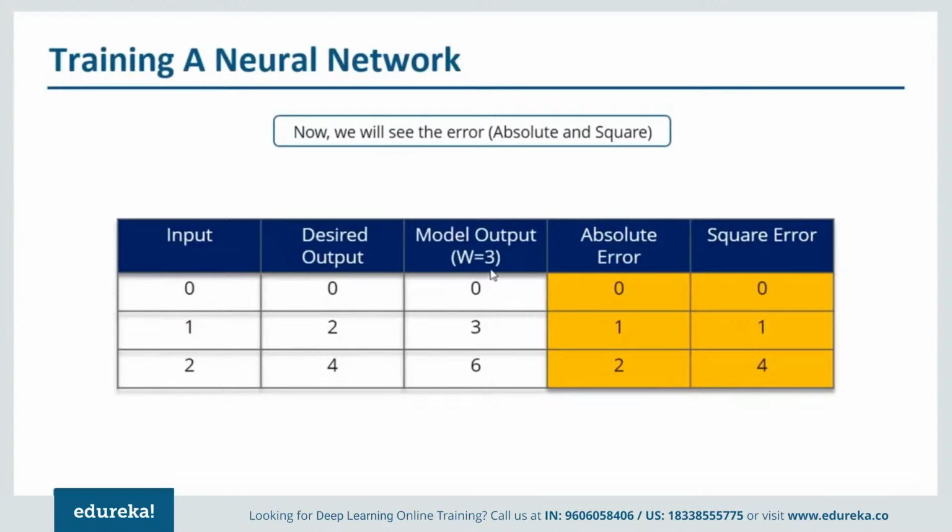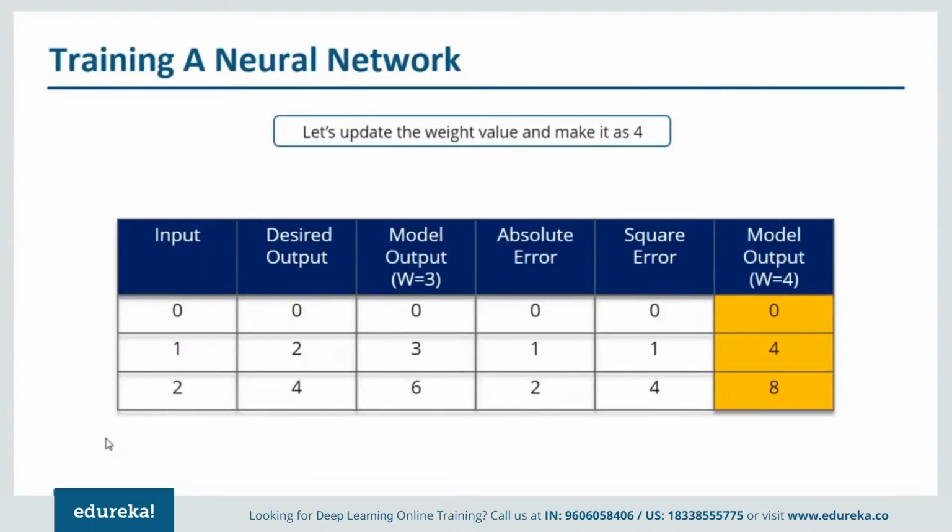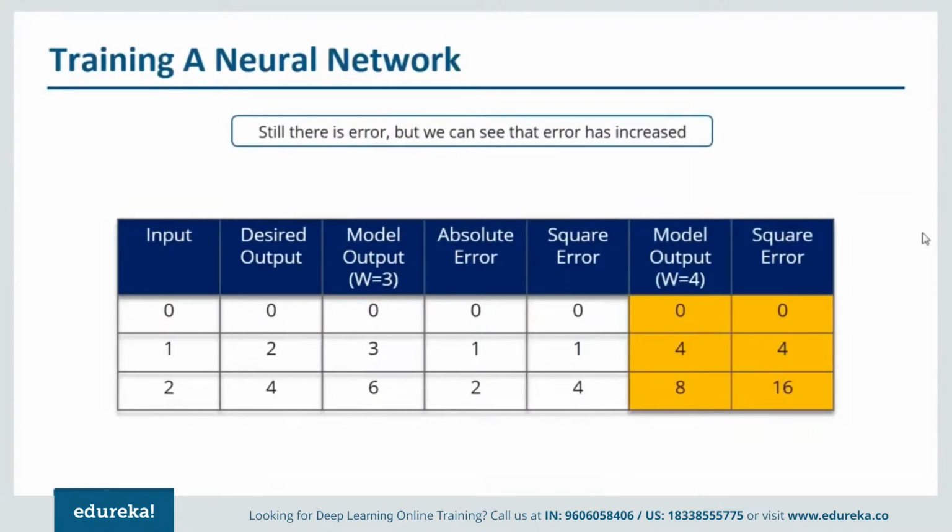So instead of 3, our computer makes it 4. After making the value 4, we get the model output as 0, 4 and 8. And then we saw that the error has actually increased. Instead of decreasing, the error has increased. So after updating the variable, the error has increased. You can see that the square error is now 0, 4 and 16, and earlier it was 0, 1 and 4. That means we cannot increase the weight value right now. But if we decrease it and make it 2, we get the output which is equal to the desired output.